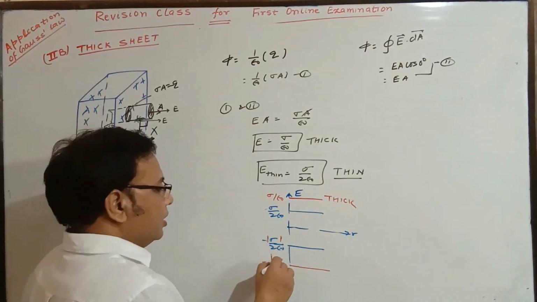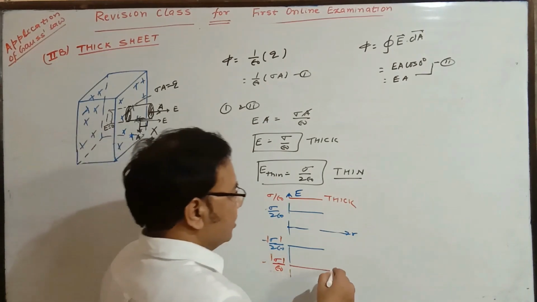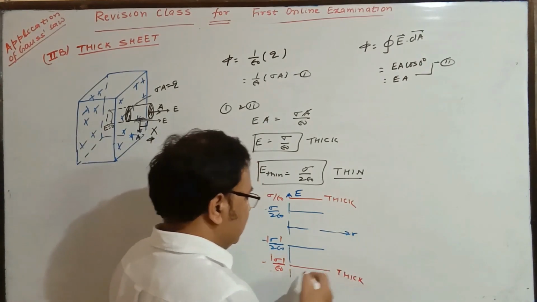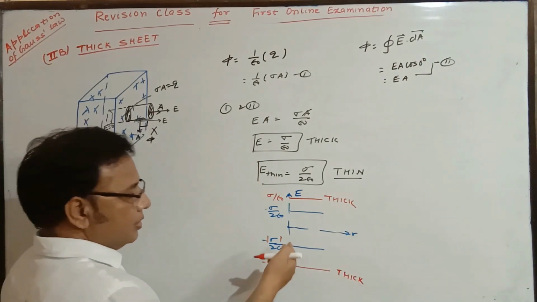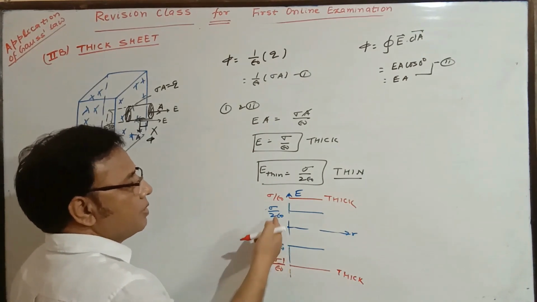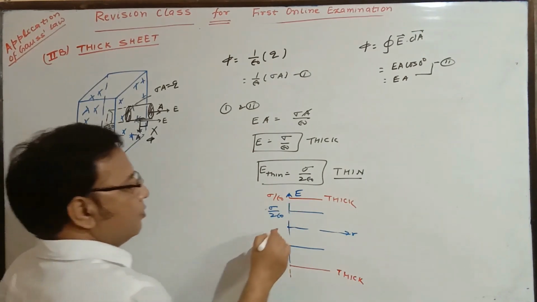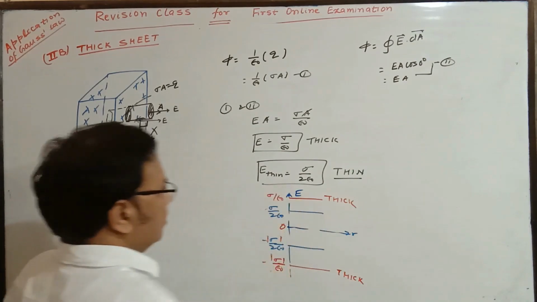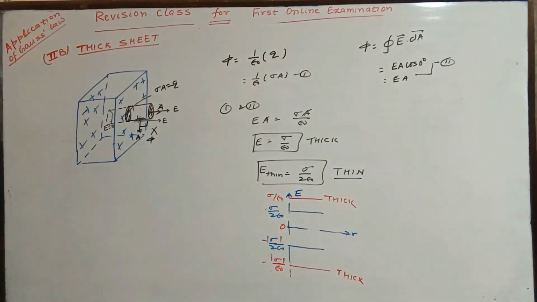Here also we are going to take this case. This is the case of a thick sheet. So for a thick sheet, it is just double. When sigma is negative, we are going to see this. When sigma is positive, we are going to see this one for the electric field versus distance graph.